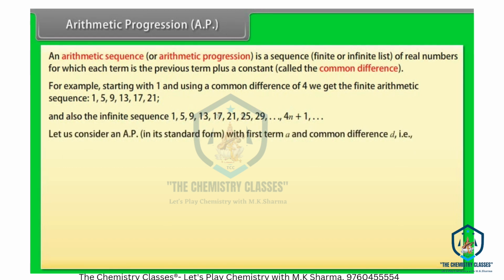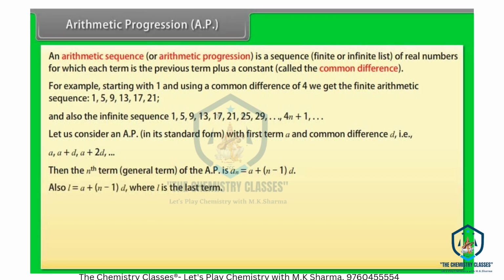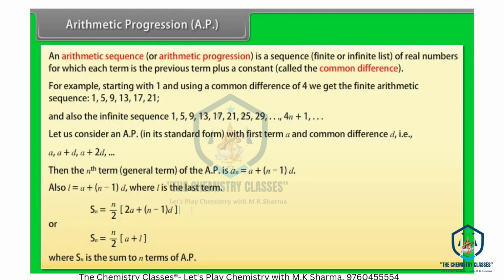Let us consider an AP in its standard form with first term a and common difference d, that is a, a + d, a + 2d, and so on. Then the nth term, that is the general term of the AP, is an = a + (n − 1)d. Also, l = a + (n − 1)d, where l is the last term. Also, Sn = n/2 × [2a + (n − 1)d], or Sn = n/2 × (a + l), where Sn is the sum to n terms of the AP.